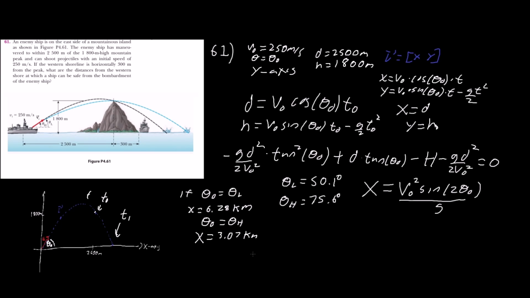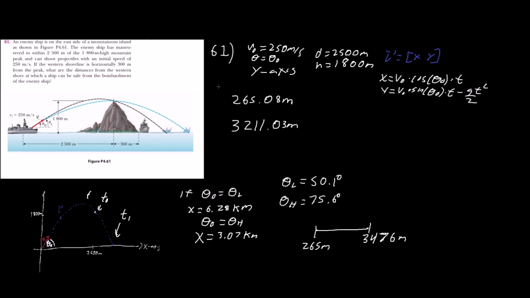Anyways, we're practically done, folks. All we need now, the question is asking if the western shoreline is horizontally at 300 meters from the peak, what is the distance from the western shoreline? So in order for the ship to be safe, this would have to be approximately 270 kilometers. All right, I hope this helps.